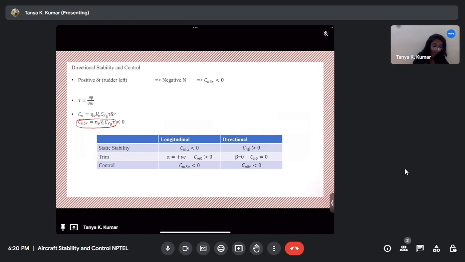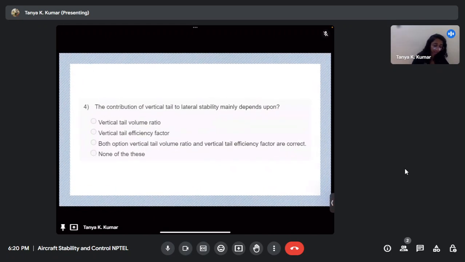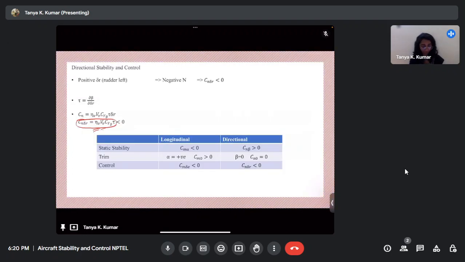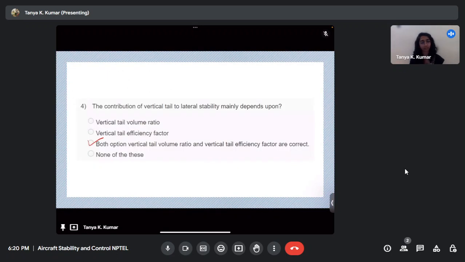Look at the question again. Vertical tail, contribution of vertical tail towards lateral stability depends mainly upon. It has both the vertical tail volume ratio and efficiency factor, right? It has efficiency factor and volume ratio. So it is both, correct?